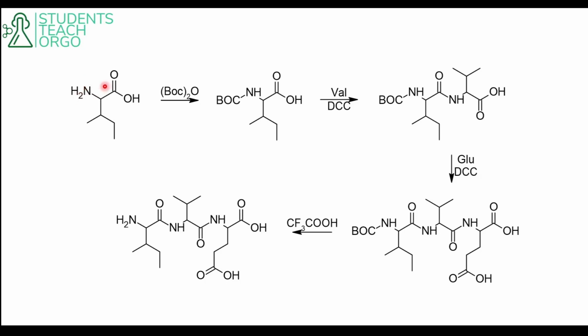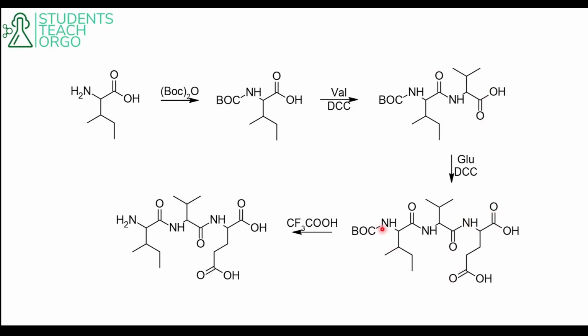So now for the mechanism, we start with isoleucine, and when we're doing the solution phase synthesis, we want to use Boc as our protecting group. So we're going to react with Boc anhydride, and that introduces Boc onto this nitrogen. And then now we can react this with valine and DCC as our coupling agent, and that will add valine to the C-terminus here, so we get this intermediate. And then now we can take this and react glutamic acid and DCC with this polypeptide. That will add the glutamic acid here.